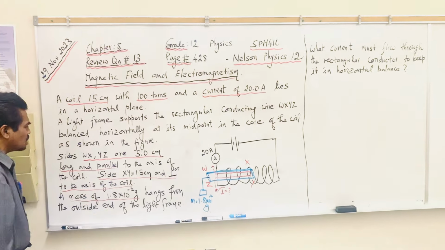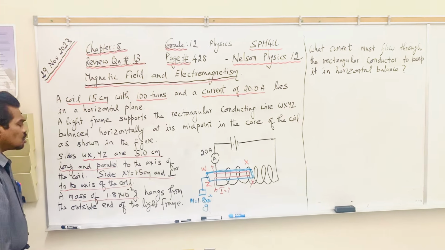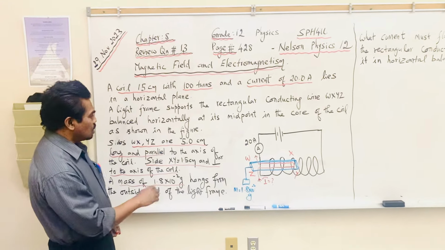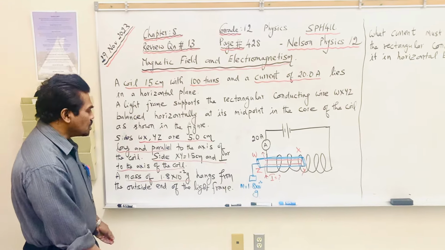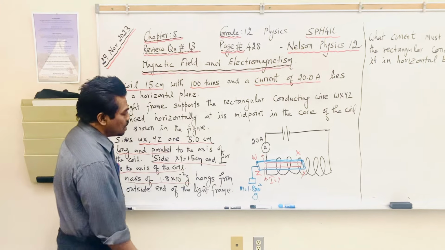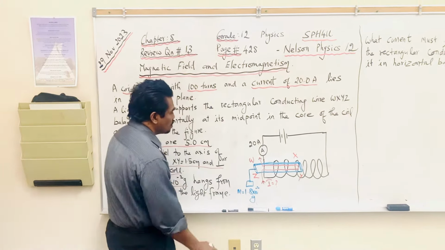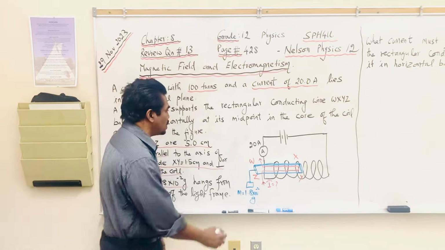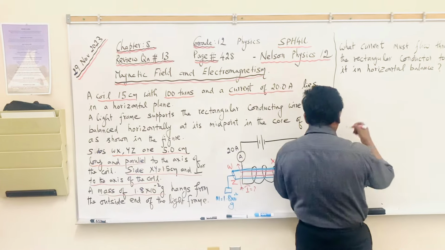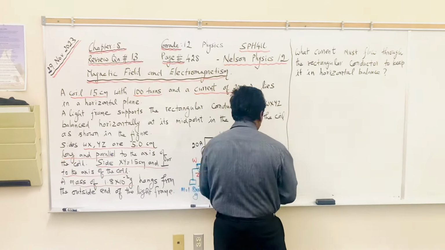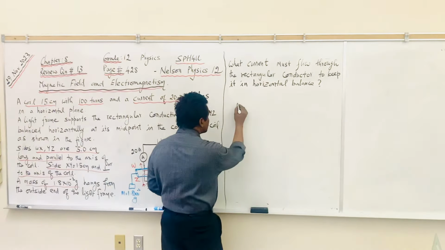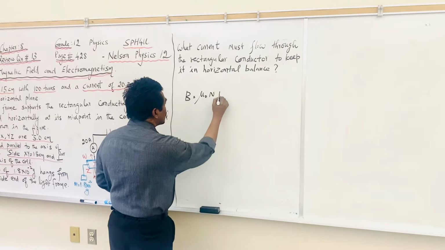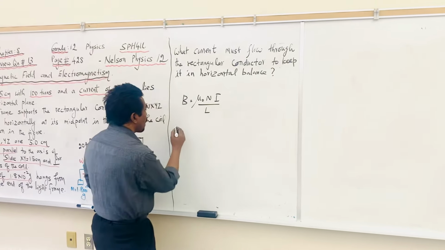That means this setup looks like a current balance instrument. A current balance demonstrates the deflecting force of a current carrying element which is placed in a magnetic field. So let us find the magnetic field first. The magnetic field can be calculated by using the formula B equals mu0 n I over L.